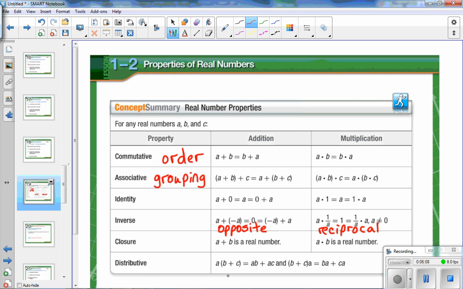So if we have A times the quantity B plus C, we can multiply the A times B and then multiply the A times C and add those things together. We can add first and then multiply, or we can multiply first and then add. You can even distribute from the back. You can multiply A times B, or you get BA, and then multiply the A times the C and get CA.